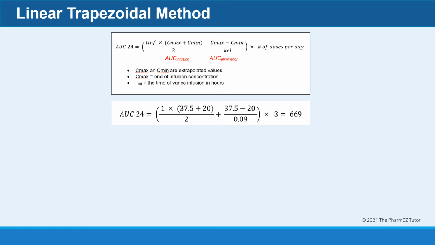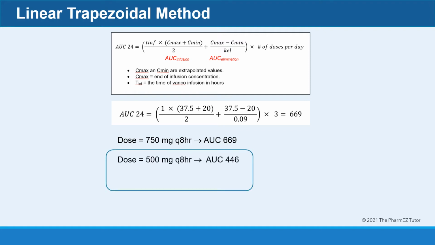The 24-hour AUC of 669 is above the desired value of 400 to 600. Therefore, we need to reduce the dose of 750 milligrams every 8 hours. We do this by using basic mathematical ratios, and we come up with doses of 500 milligrams every 8 hours for an AUC of 446, or a dose of 750 milligrams every 12 hours to give us the same AUC of 446. Note that for both doses, the total amount of vancomycin that's delivered over a 24-hour period is 1,500 milligrams.